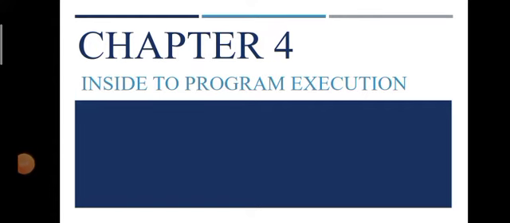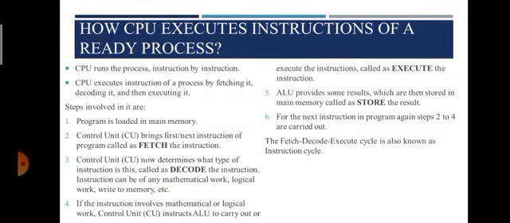Hello students, today we are going to discuss our chapter number 4, that is continuation of insight to program execution. As in the previous videos we have discussed about the process management. In process management we have seen about the allocation of the memory, process control block and process states. Now we are going to discuss this topic, that is how CPU executes instructions of a ready process.